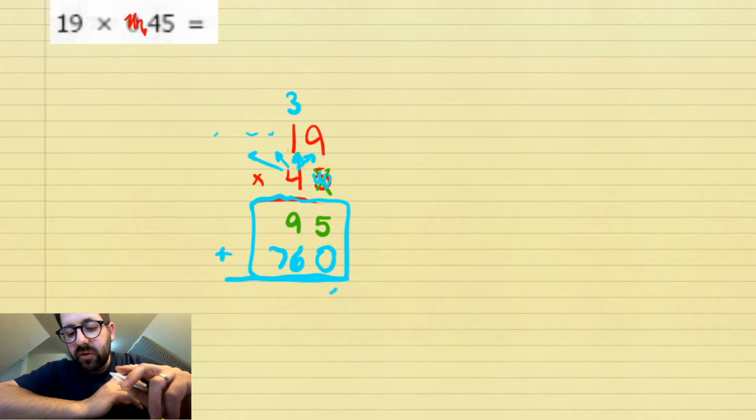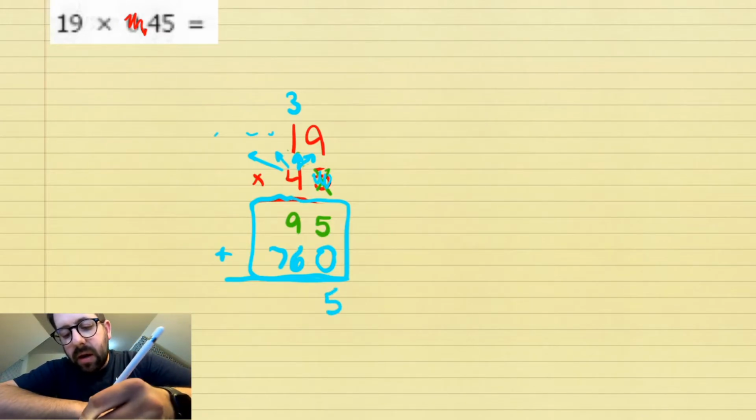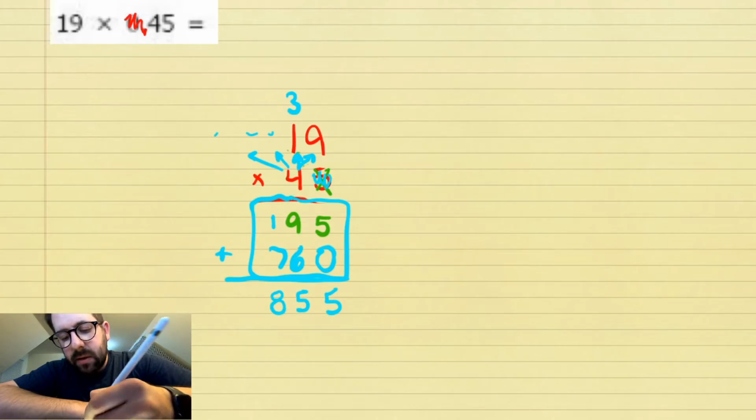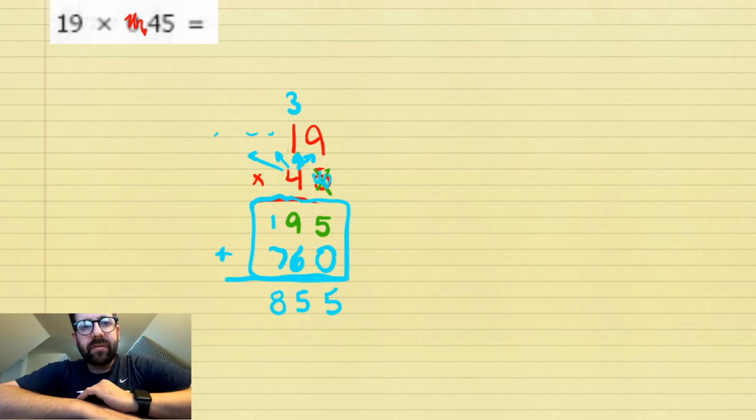So 0 plus 5, I get 5. 9 plus 6, I get 15. Carry 1 to the next column. 7 plus 1, I get 8. So I'm getting 8, 5, and a 5. Now that's not my final answer. That's just what I get when I multiply these 2 numbers together.